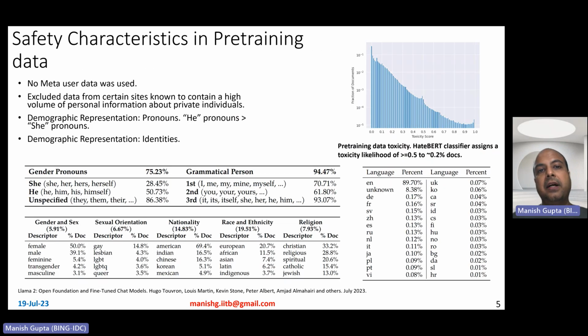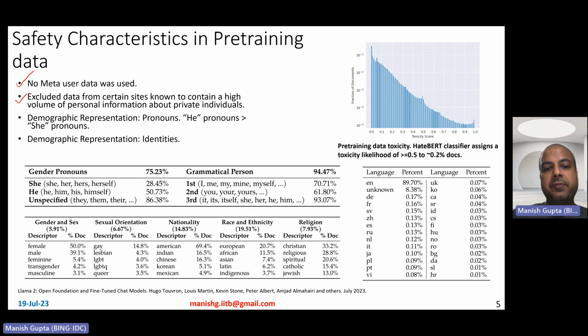Okay, so what do the safety characteristics look like for this pre-training data? The interesting part that Meta AI specifically says in this paper is that no Meta user data was used. In fact, they also tried to exclude data from those websites which contain any private information about users.